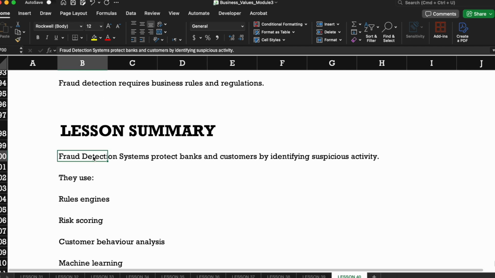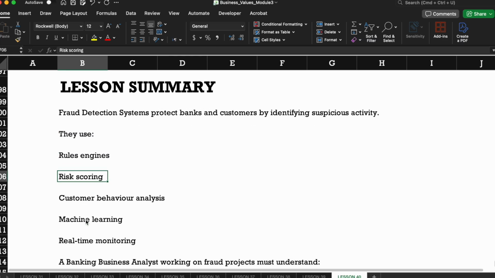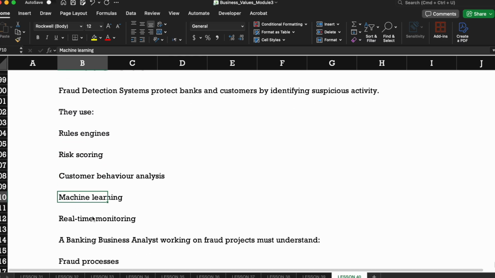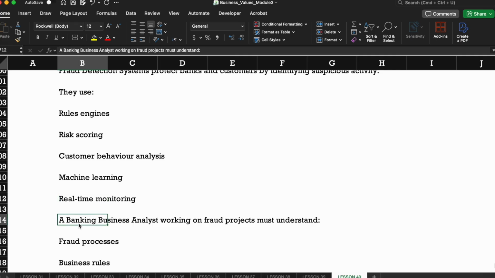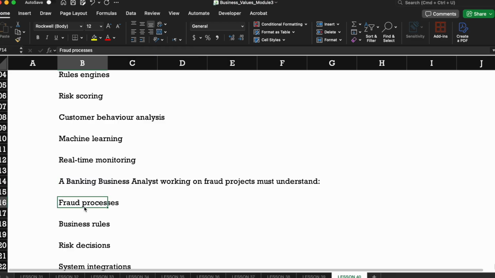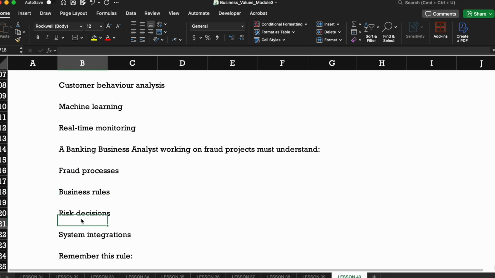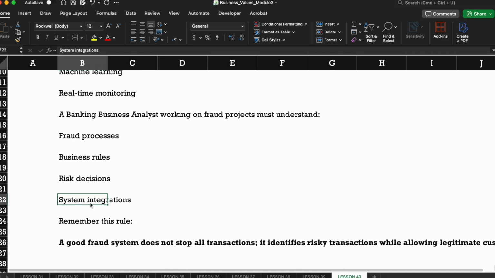Lesson summary. Fraud detection systems protect banks and customers by identifying suspicious activity. They use rules engines, risk scoring, customer behavior analysis, machine learning, and real-time monitoring. A banking business analyst working on a fraud project must understand fraud processes, business rules, risk decisions, and system integration.